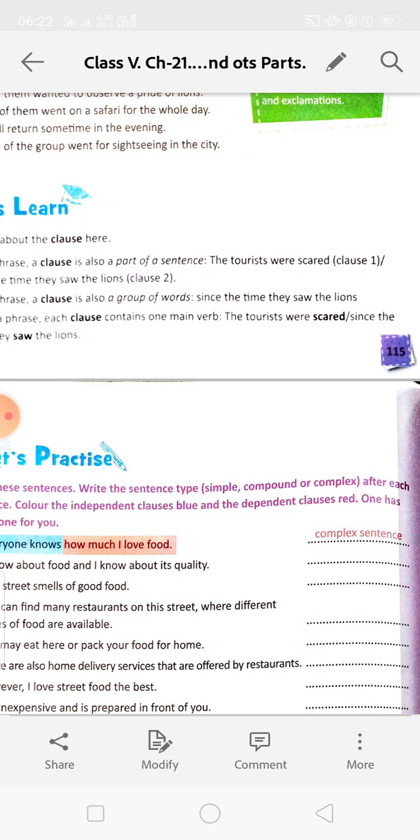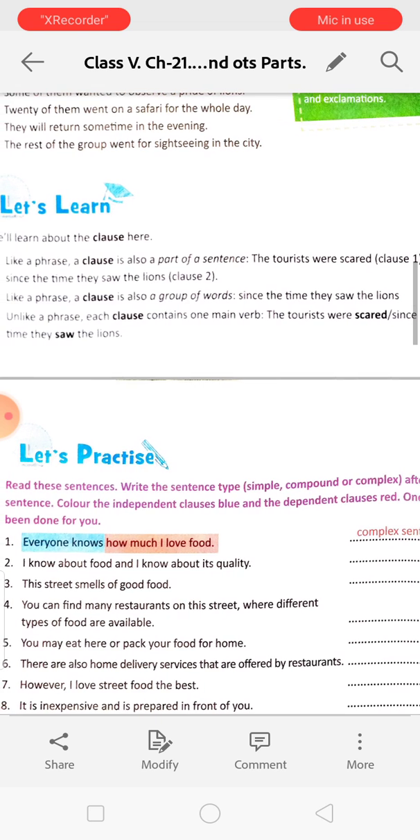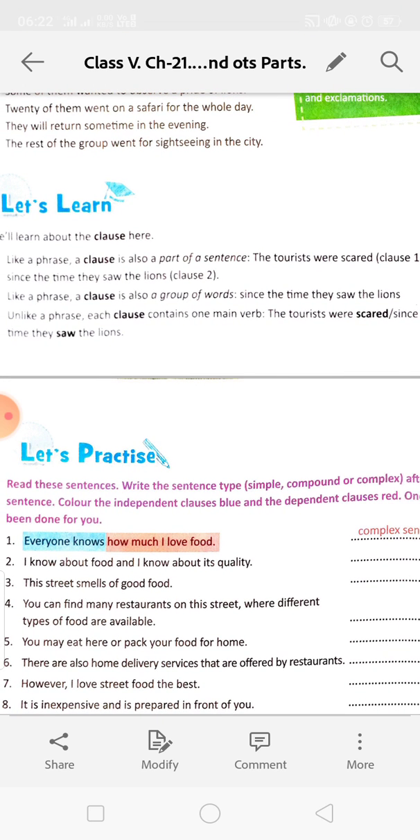See, the tourists were scared. Scared is a main verb, and in the next part, since the time they saw the lions, saw is another main verb. So in phrases we will not get any verb, but in a clause there must be one main verb, and there must be a subject and predicate also.